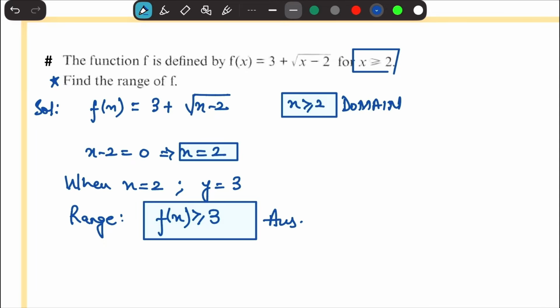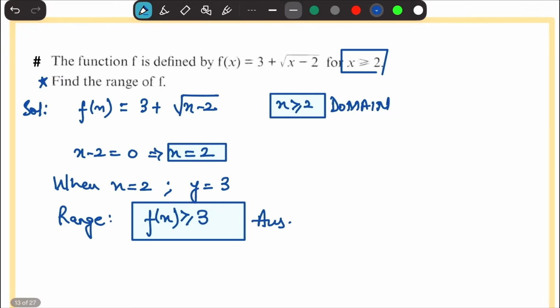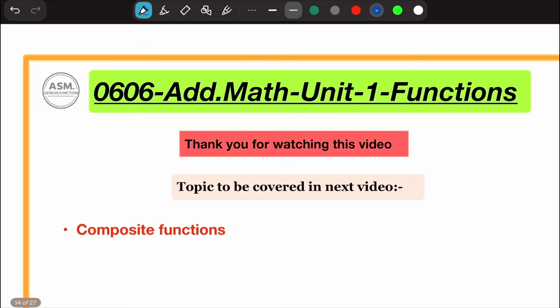Yes, so I hope that you understood all these concepts. Please practice the questions which we have done in this video, which are based on the calculations of domain and range for the given function, right? Thank you so much for watching this video.